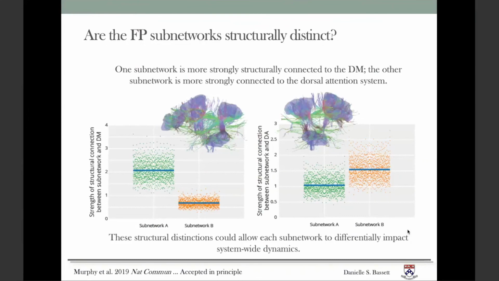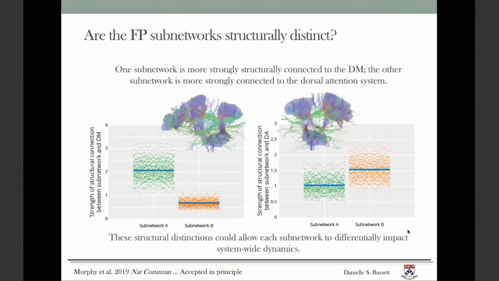So what we did is that in these same individuals, we studied their structural connectivity from diffusion imaging, and we looked at subnetwork A and subnetwork B, and we found that they are differentially structurally connected to the default mode system. So we find one network being more strongly connected to the default mode system, that's this green one here, and the other subnetwork, orange, being more structurally connected to the dorsal attention system. So I'll just walk you through this.